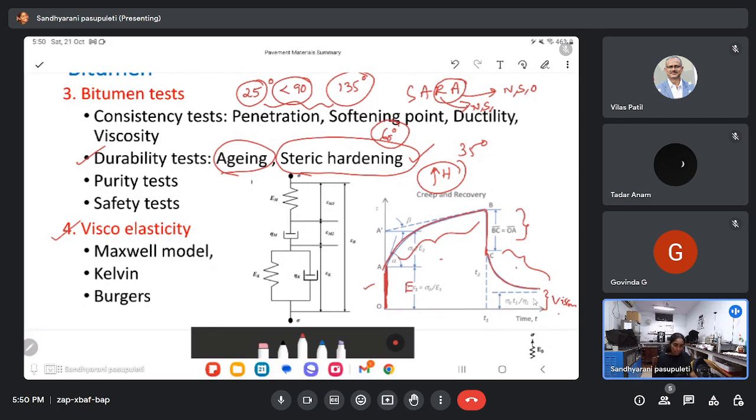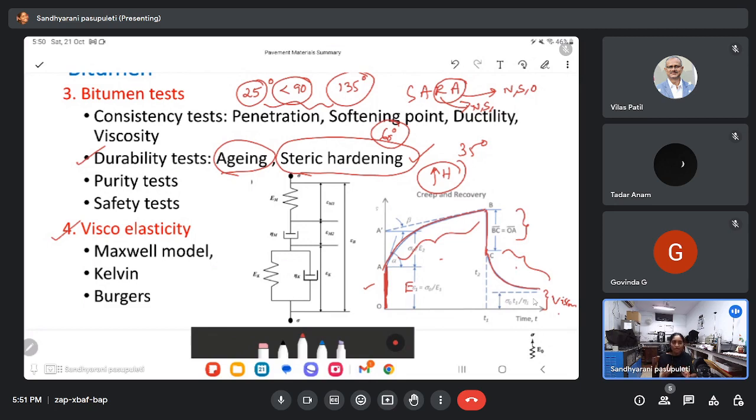In order to model this behavior, for example, I have a binder. By now we already know the dynamic shear rheometer test, and the creep and recovery test. If I apply the creep and recovery test to the bitumen, it will show some amount of creep, and some amount of recovery would be observed.